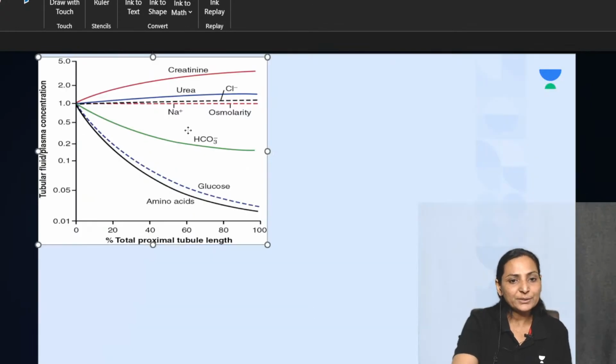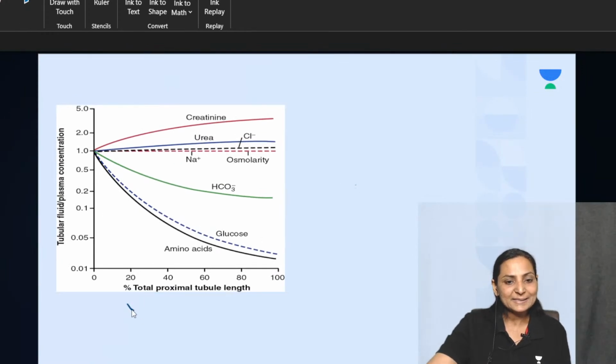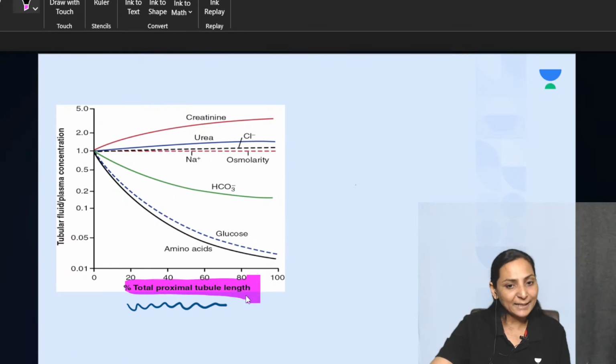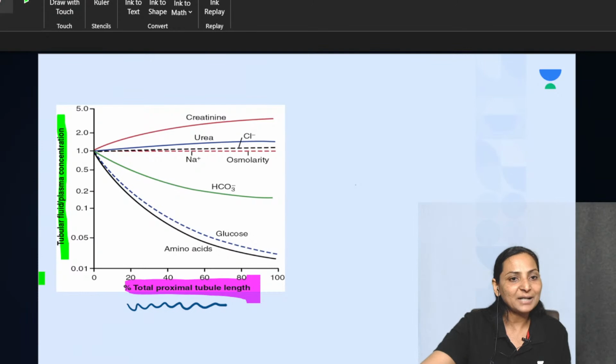Now, in contrast to this, you have another figure. Here on the x-axis we've taken the total length of the proximal tubule in percentage, and on the y-axis we've taken the TF to plasma concentration. What is TF? It is the tubular fluid to plasma concentration, and you get a variety of curves over here.